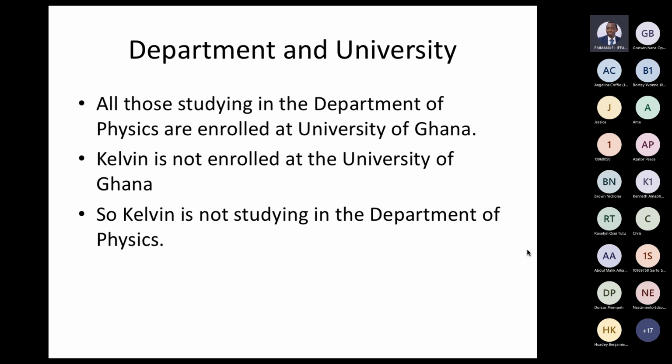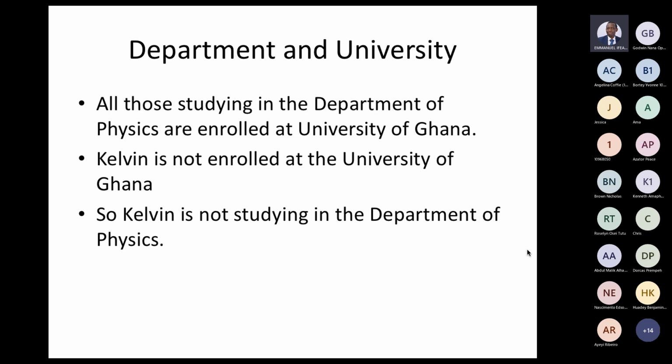And then we decide to go to the university to find out whether it is true. We go to the registry, and those in the registry enter Kelvin's name on the university student database. Kelvin's name does not even show on the student database of the university. And then the registrar tells us that Kelvin is not enrolled at University of Ghana. Then what happens to the debate? Automatically, it means that he's not in the Department of Physics. So denying Kelvin of membership in the university is enough to deny him of membership in the department. That's why denying the consequent will lead you to a valid conclusion.